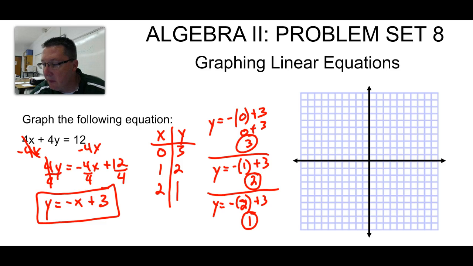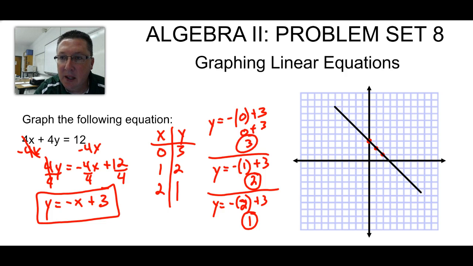So 0, 3, if I go over to the graph, 1, 2, 3 is right here. Then 1, 2 is over 1, up 2. And 2, 1 is over 2, up 1. So when you put those 3 points on the graph, it appears that they line up. So we are then able to connect the dots. I'll do this the best that I can with my little cheater. And there's our line. Okay? So we can put little arrows on the end, and we're done.